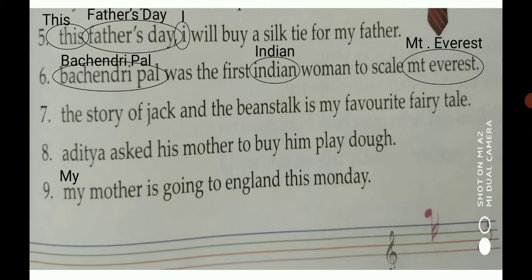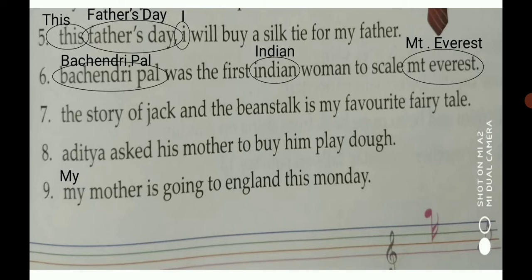Understand? Why do we write Mt? Because Mt is the short form of Mount. That's why we put a full stop after Mt. Understand? Okay. Next one. The story of Jack and the Beanstalk is my favorite fairy tale.